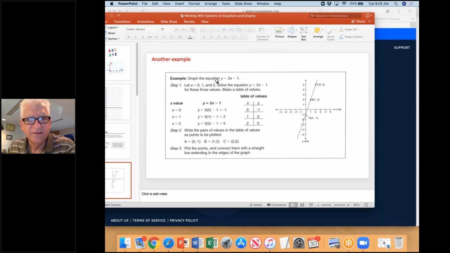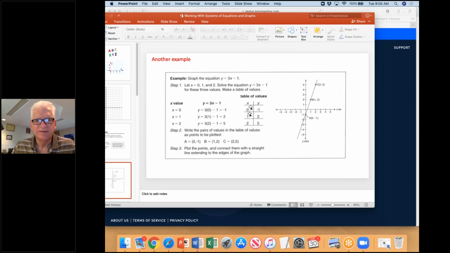So the example is graph an equation that is y equals 3x minus 1 with x being 0, 1, and 2. And so you solve the equation for those 3 values. So when x is 0, you plug it in there. 3 times 0 minus 1, you get the ordered pair 0, negative 1. When x is 1, 3 times 1 minus 1 equals 2. I'm plugging 1 into this equation, and I get the ordered pair 1, 2. And then when x is 2, plug it into the equation, you get y equals 3 times 2 minus 1, which is 6 minus 1, which is 5.